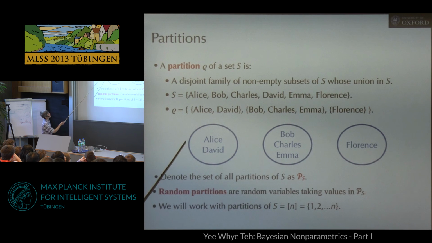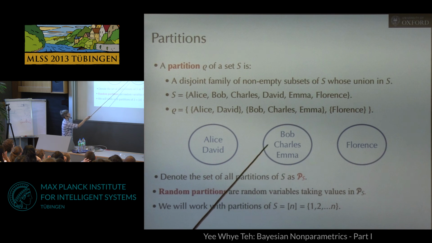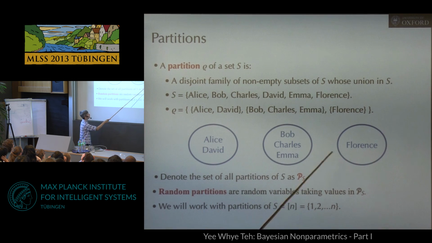A partition is basically, let's say that we have a set S, so we have a set of data items. A partition of a set is simply defined in the following way. Mathematically, it's a disjoint collection of non-empty subsets of S whose union is S. So for example, if our collection of objects is these 6 people, then here is a partition where we've put Alice and David into one cluster, Bob, Charles, and Emma into another cluster, and Florence into another cluster. All of these clusters have to be non-empty, and they have to be disjoint, and everybody has to belong to one of the clusters. So their union has to be the whole set.